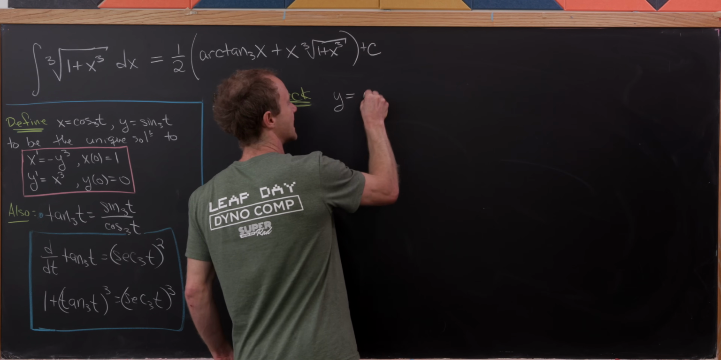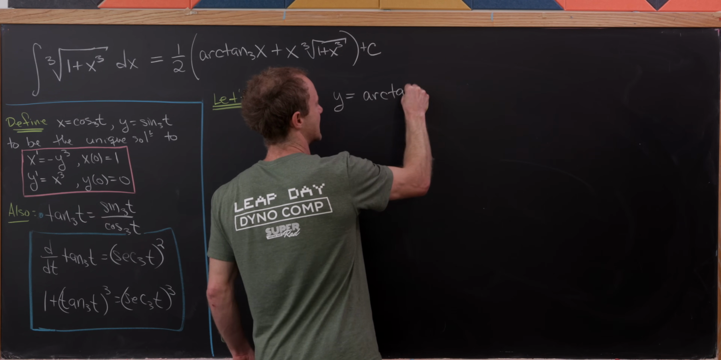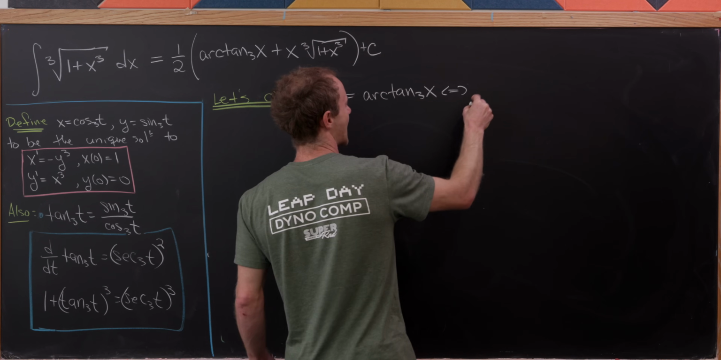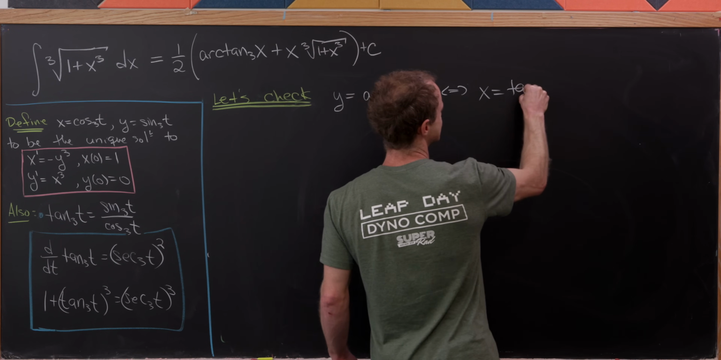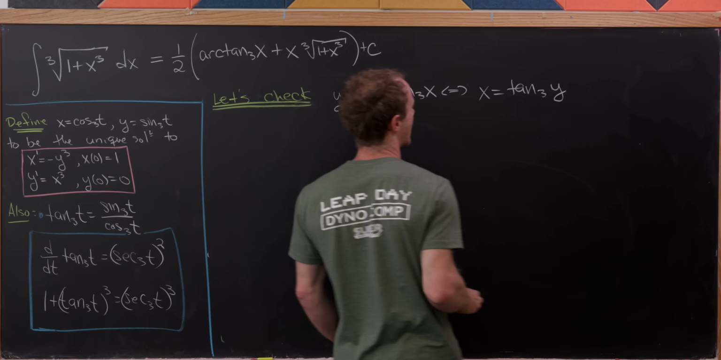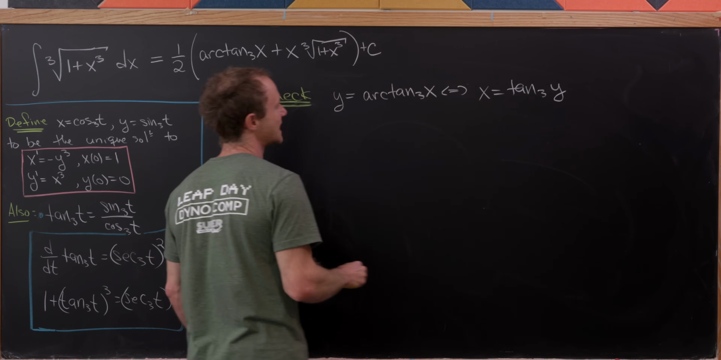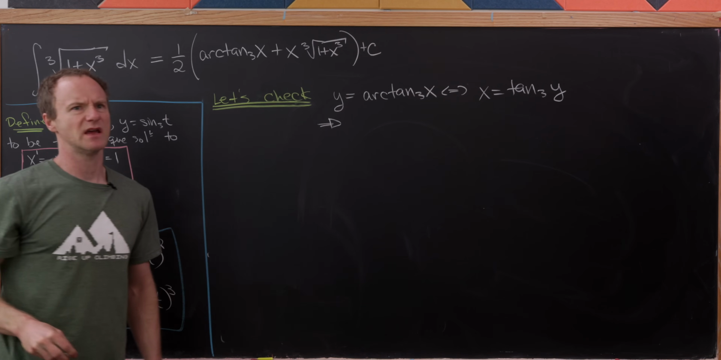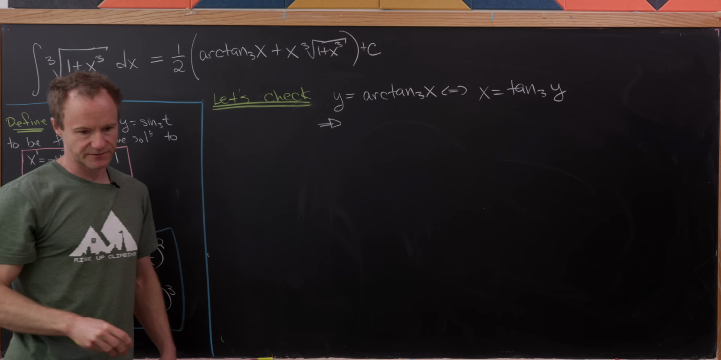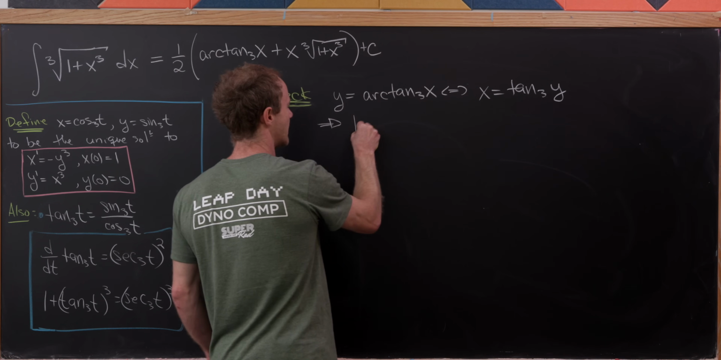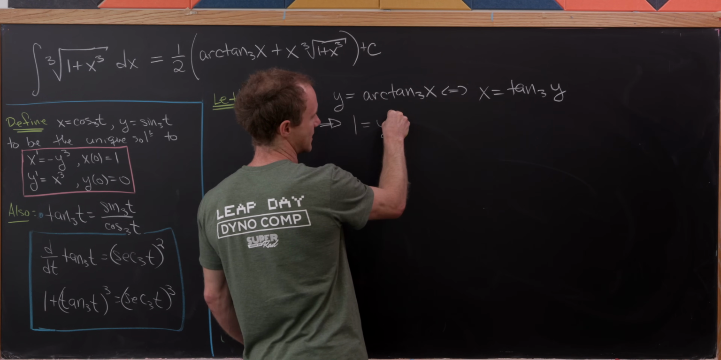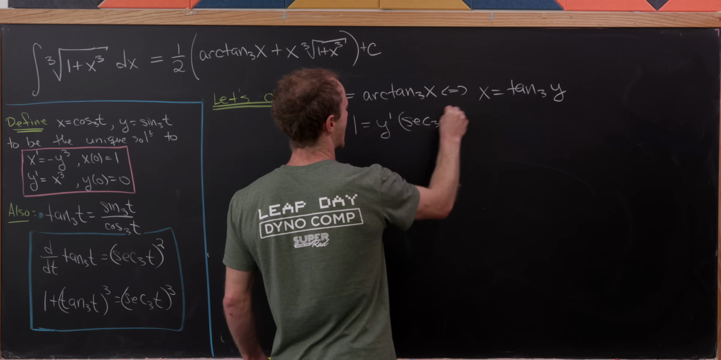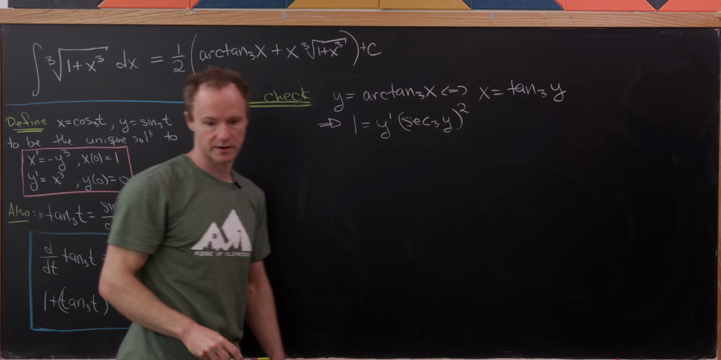So let's say y is equal to this arctan 3x. But observe, that's the same thing as having x equal to this tan 3y. But now we can take the derivative of both sides using maybe implicit differentiation, and we'll have 1 equals y prime times this secant 3y all squared.